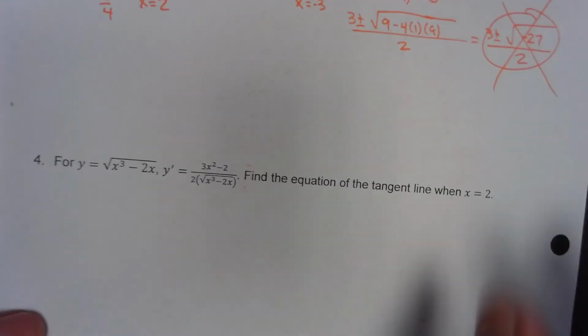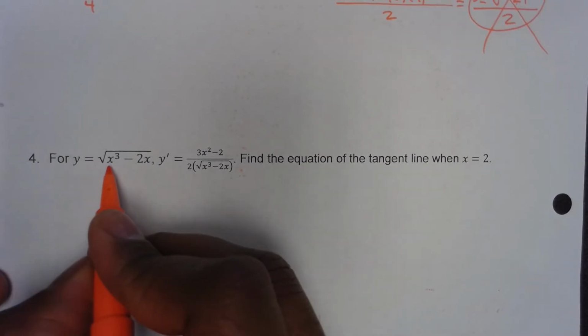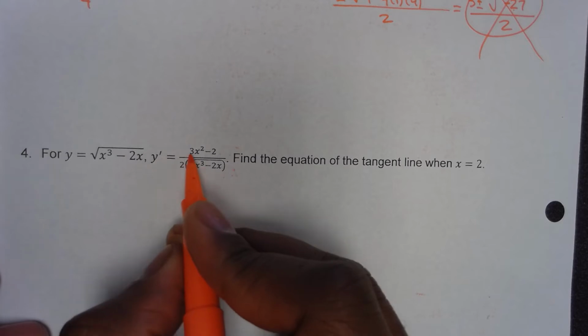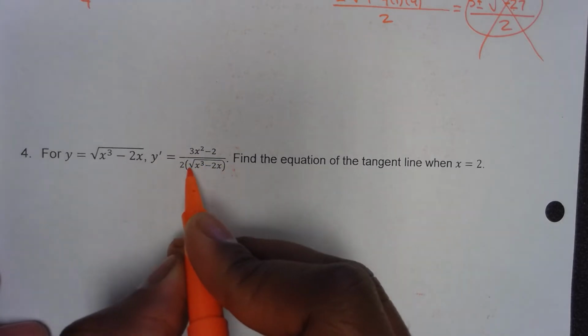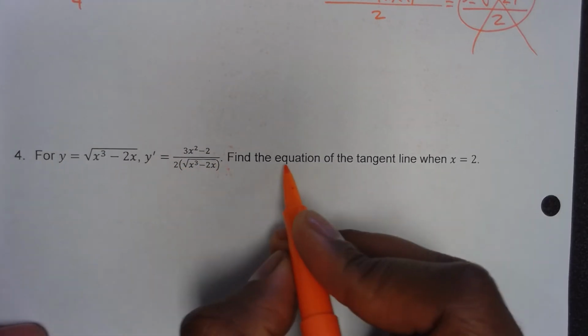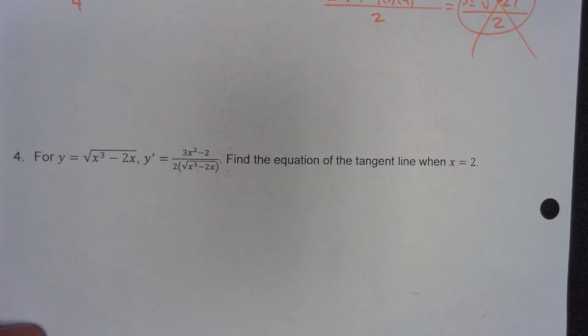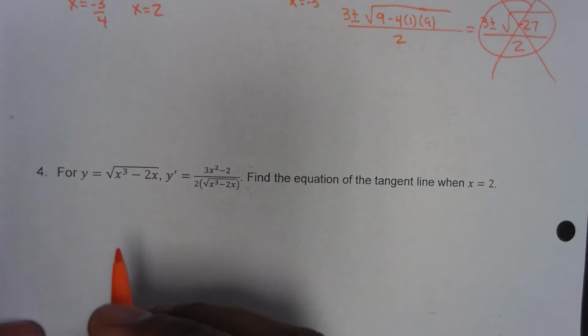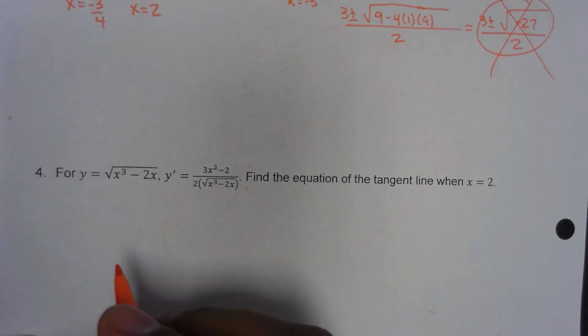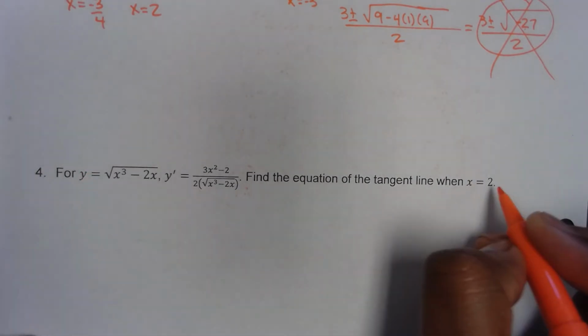Number 4. For y equals x cubed, the square root of x cubed minus 2x, its derivative is 3x squared minus 2 divided by 2 times the square root of x cubed minus 2x. Find the equation of the tangent line when x equals 2. To write the equation of a tangent line, you need a point and the slope.